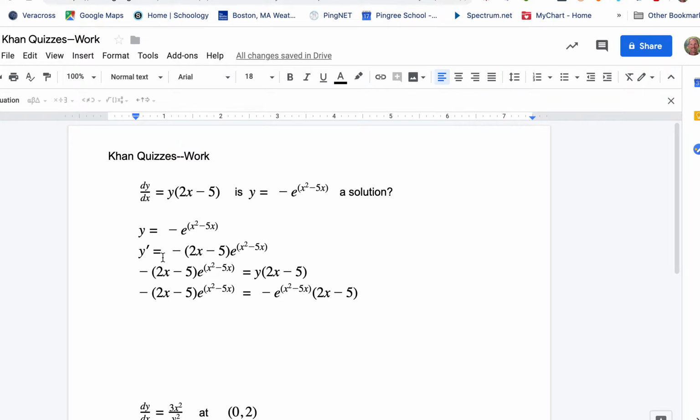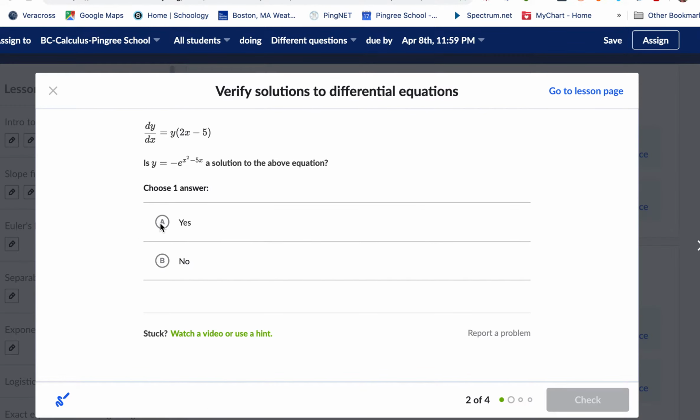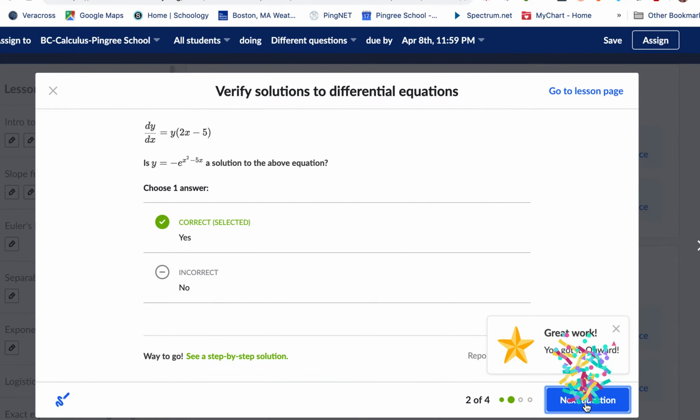And then what I've done is I've substituted that in for the dy dx, and then I've substituted in here the minus e raised to the x squared minus 5 in for the y right there. So here are the two substitutions. My derivative I took here on the left, and then in place of y I'm putting the function, and you can see quite clearly that even though the multiplication order is different, everything checks out. So yes, I would say yes, that is a solution. Let's see, hope I'm right. Go back and click yes, and I am.